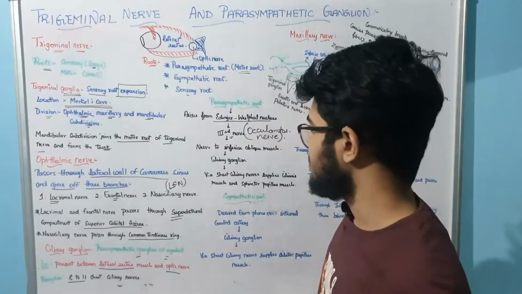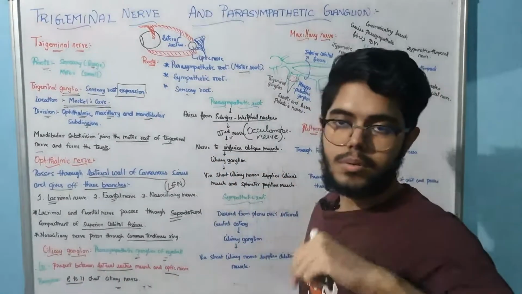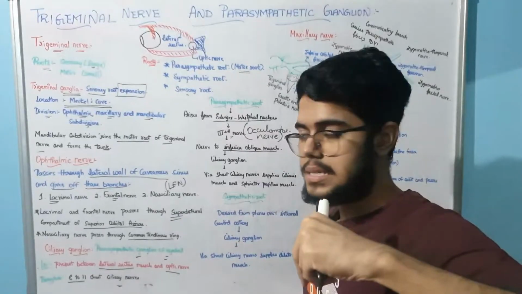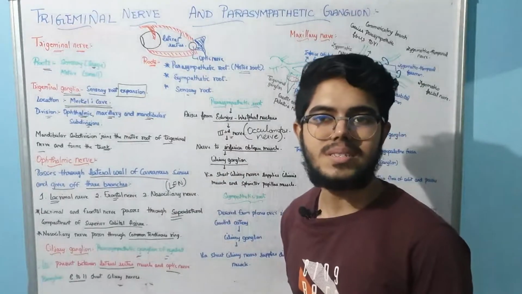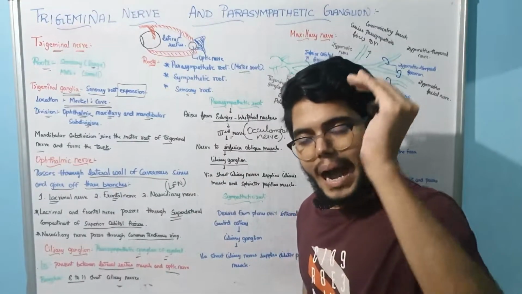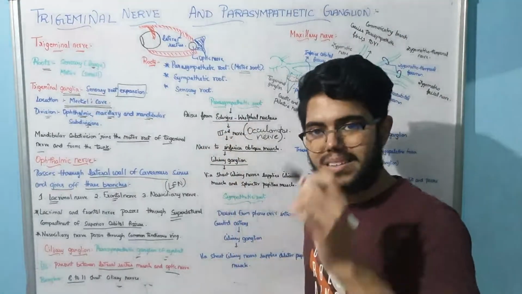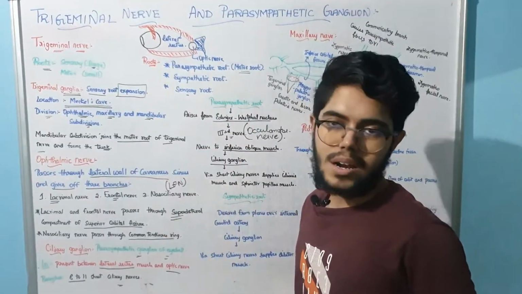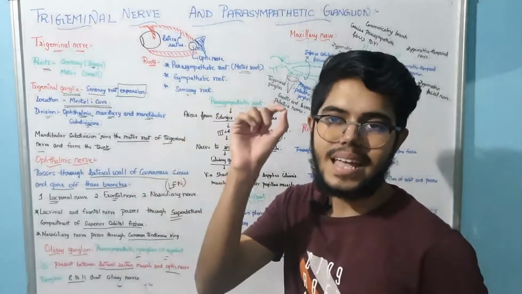Then where will it go? Then to the nerve to the inferior oblique muscle, and then to the relay in the ciliary ganglion. Very simple. What we have learned: it arises from the Edinger-Westphal nucleus and passes through the third nerve, that is the oculomotor nerve, and then to the inferior oblique muscle and relays in the ciliary ganglion.